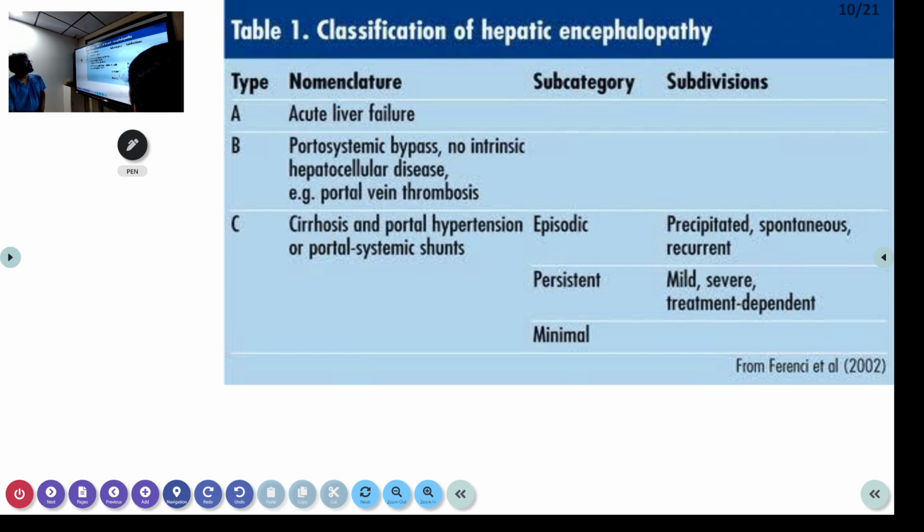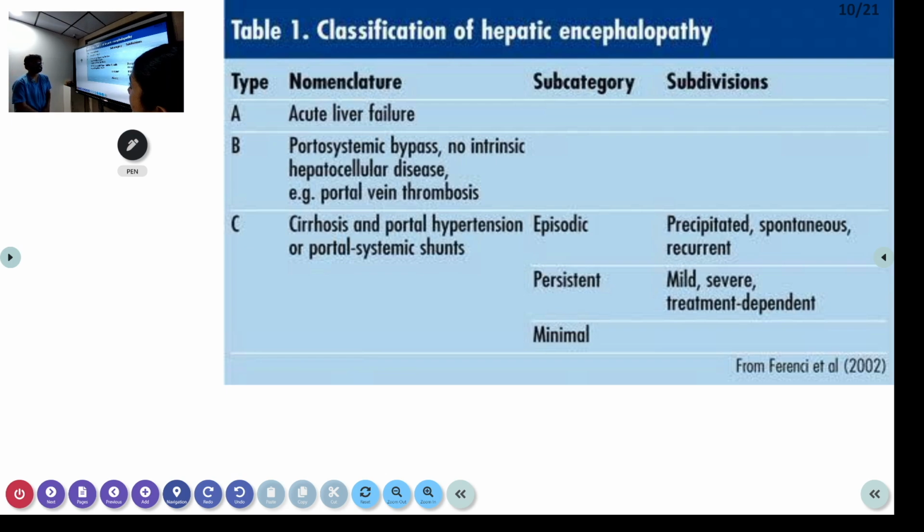Coming to the classification of hepatic encephalopathy, there are basically three types: A, B, and C. A is hepatic encephalopathy due to acute liver failure, that is within 7 days. B is due to portosystemic bypass, most commonly TIPS. C is related to cirrhosis and portal hypertension. That's why in our diagnosis there is type C hepatic encephalopathy.